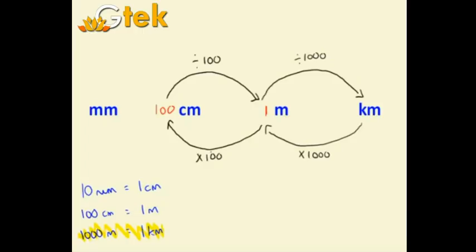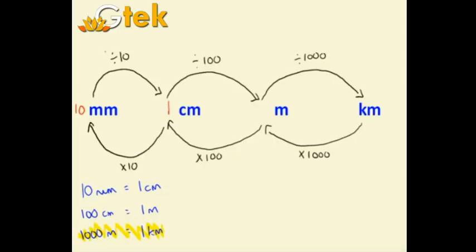So let us see for millimeter to centimeter and centimeter to millimeter. 10 millimeter is 1 centimeter. So to get millimeter from centimeter, we have to multiply the centimeter by 10. To get centimeter from millimeter, we have to divide by 10. So from millimeter to centimeter, you have to divide by 10. From centimeter to millimeter, you have to multiply by 10.